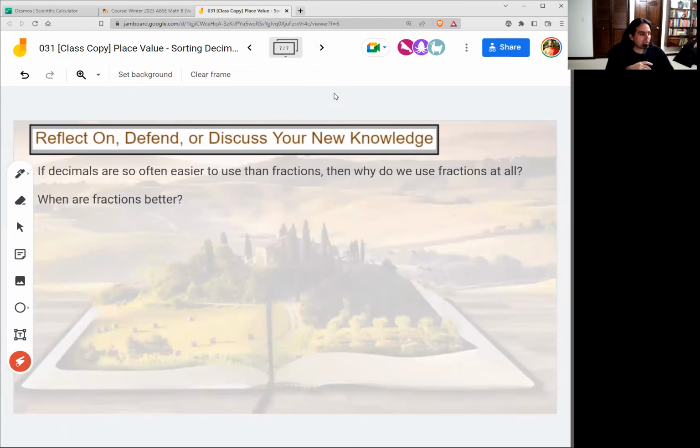Here's a homework thing to think about if you want. If decimals are often easier to use than fractions, why do we use fractions at all? When are fractions better? We'll see a little bit of that later this week, but you can think about it too.